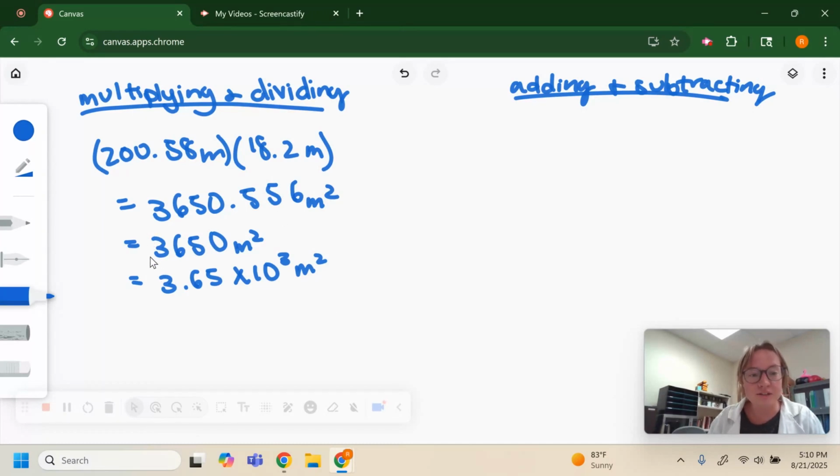Either one of these answers totally works. Let's talk about addition and subtraction rules.